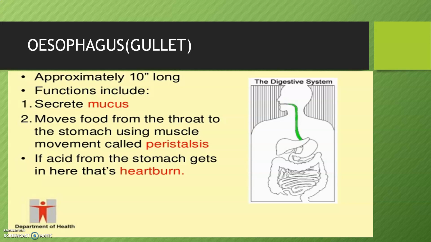Now from the word itself you can make out that it is a food pipe. So what will be transferred? Food will be transferred. Its measurement is 25 centimeter long. What is its function? You know very well. Since food is passing, it secretes mucus. Why? To make the food lubricated, so that it may easily pass.